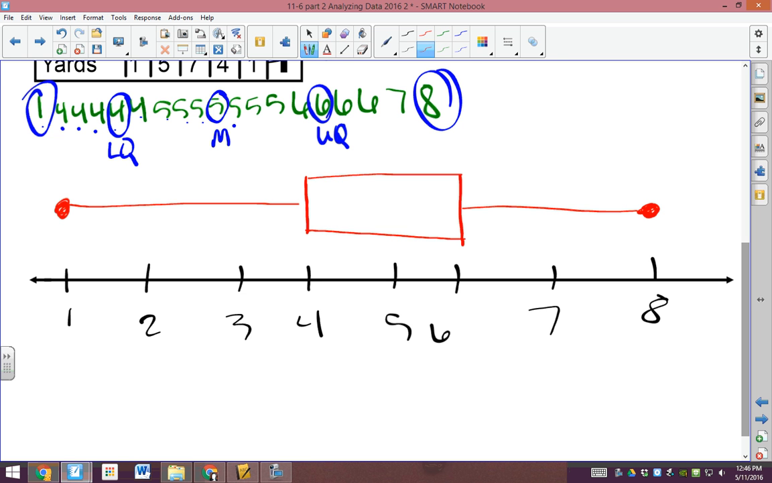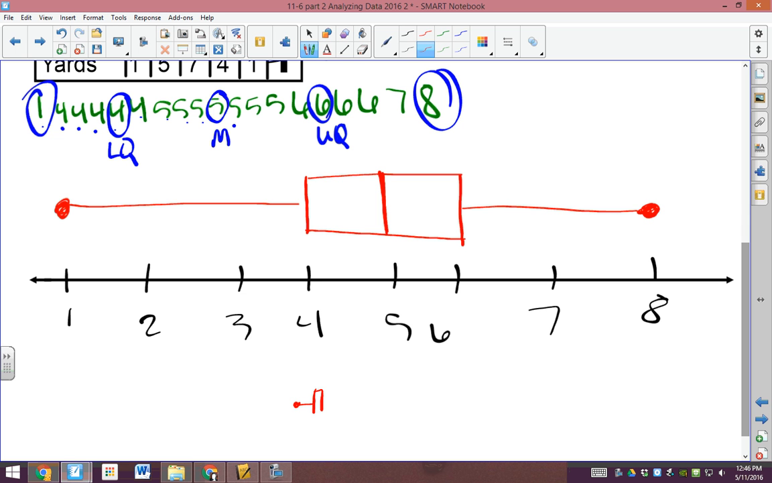What are we missing? The median, and that's at 5. I have a pretty crappy number line here, but it should be right in the middle. That looks great. This is a very symmetrical box and whisker plot. That is not always the case in the data. Well, we have 3 on the left, 2 on the right. Yeah, it's not completely symmetrical, but it does look pretty close.